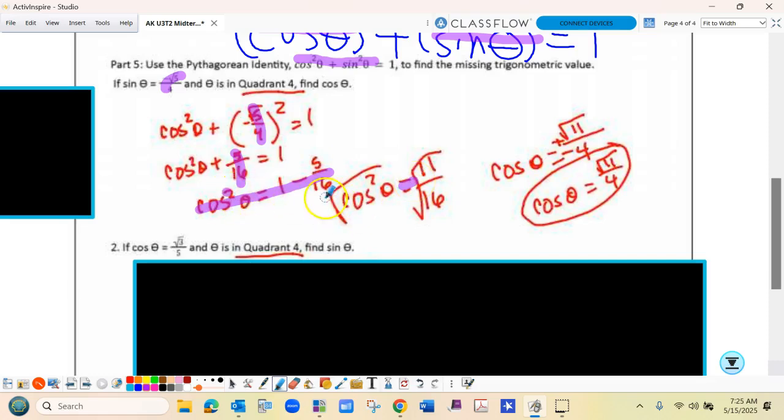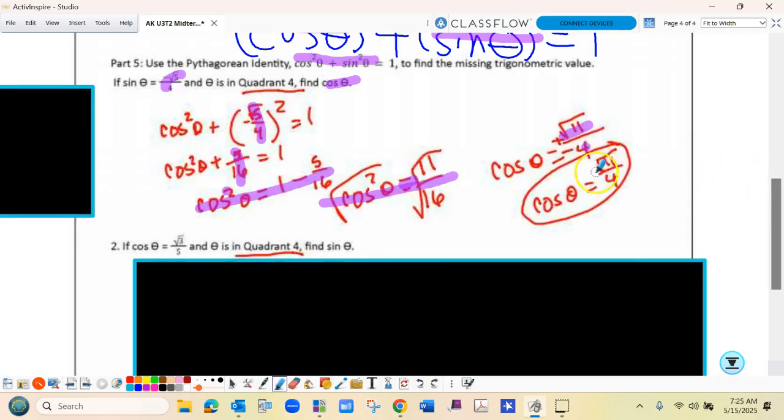Your cosine is squared, and this is only asking for cosine theta. That means square rooting both sides. The bottom can be square rooted. That is 16, the square root is 4. The top cannot be square rooted, so you leave it that way.